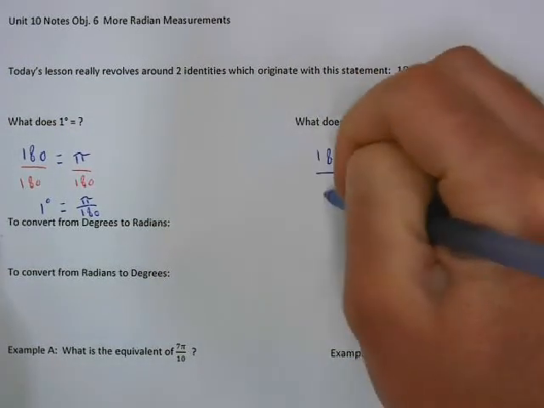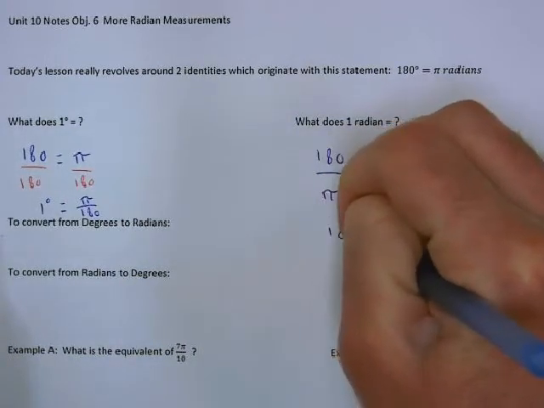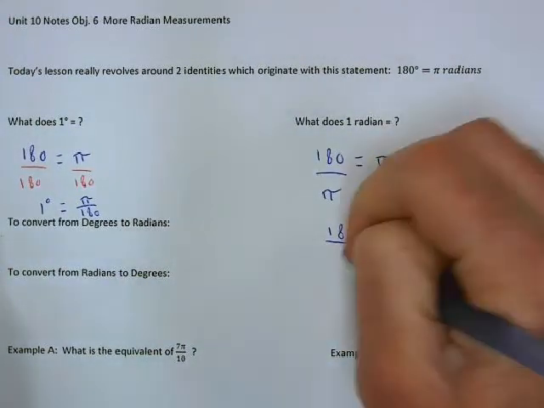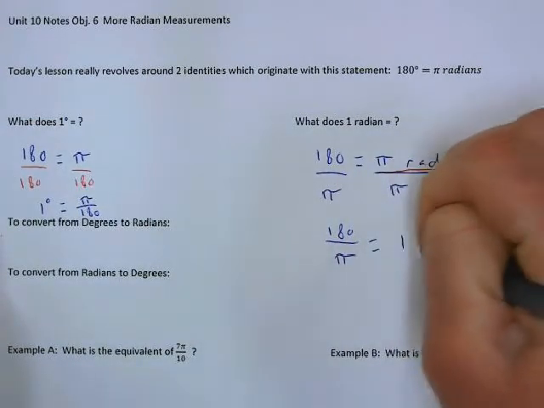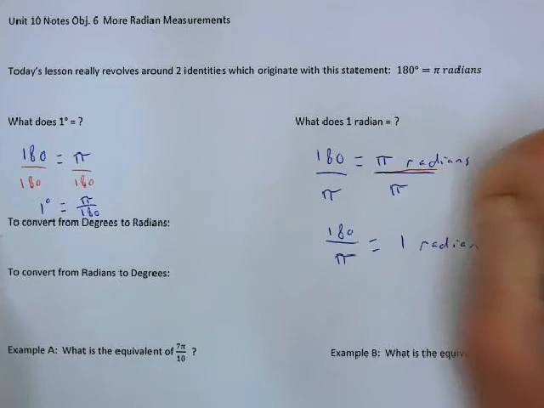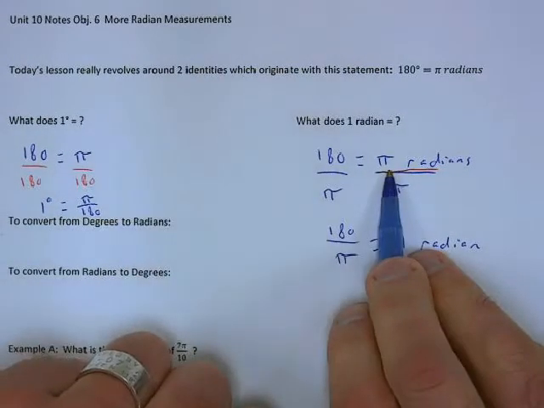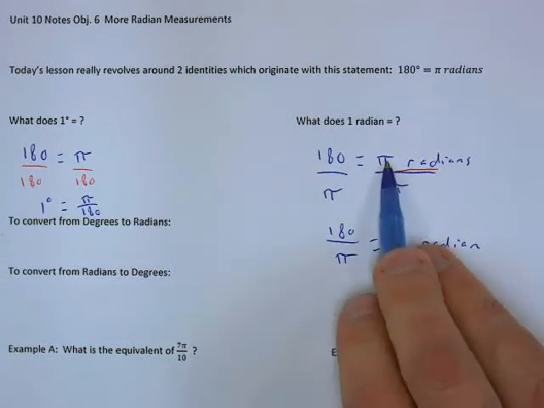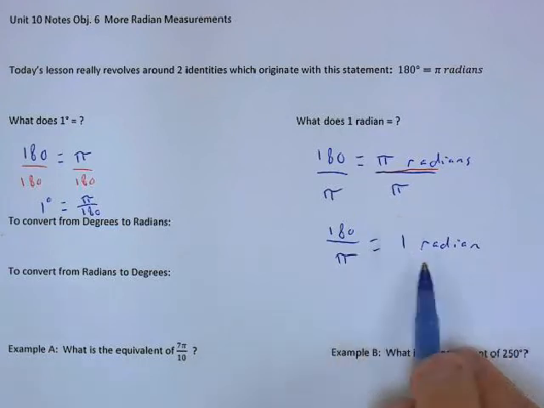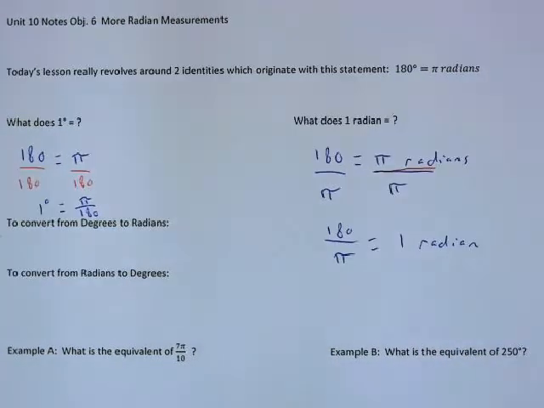If I divide both sides by pi, then that means that 180 over pi equals 1 radian. Because again, 180 is pi radians, so that's a little bit more than 3 radians. If I divide by pi to go from a little bit more than 3 to 1, then this gives me 1 radian, which means this must also equal 1 radian. Now if that's not 100% clear, not a huge deal.